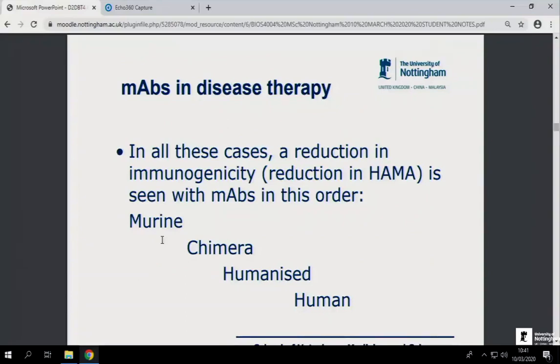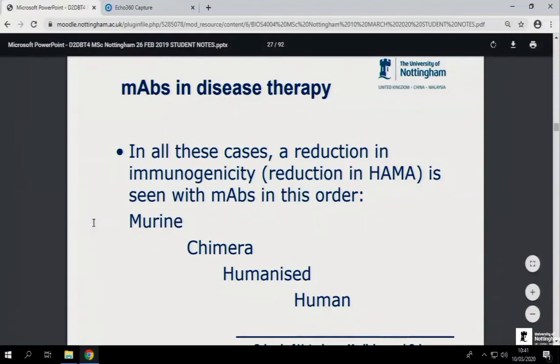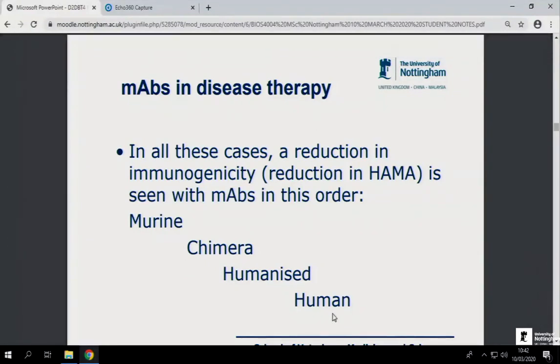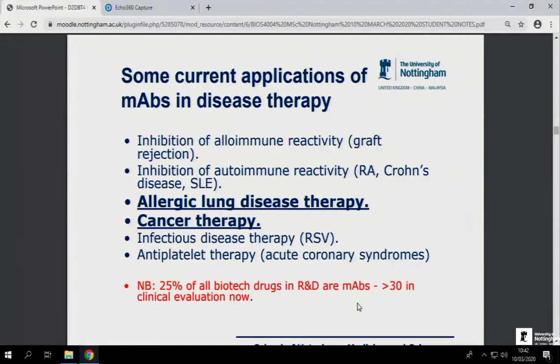Very good. So in all these cases, there is a reduction in the immunogenicity, that's a reduction in the toxicity, if you like, of these antibodies in this order. So the mouse ones give you the most bad effects in patients. The chimeras give you less, humanized give you even less, and human antibodies give you the least. So there's a chain of inflammation, if you like. Antibodies up here, lots of inflammation and bad side effects. Antibodies down here, low side effects. So somewhere in that line will be where we want to develop our work.